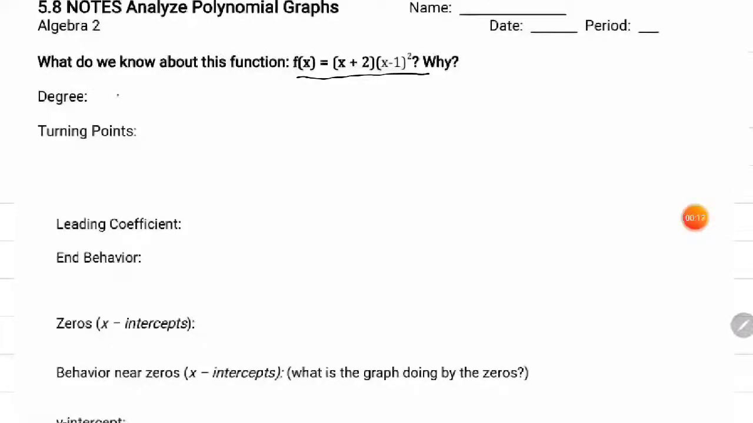Well, we know its degree is 3 because if we FOILed it all out, or expanded it all out, x minus 1, we'll have x times x times x, which is x cubed.